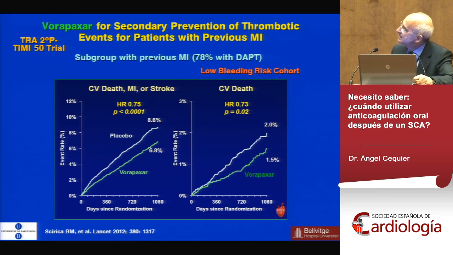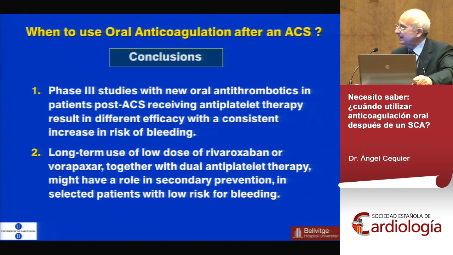Y finalmente, este es un subestudio del TRA 2P-TIMI 50, el vorapaxar, en el subgrupo de pacientes con infarto agudo de miocardio previo. El 78% de los pacientes seguían estando sometidos a tratamiento antiplaquetario. Hay una reducción significativa en el endpoint combinado y también en la mortalidad cardiovascular favorable a los pacientes randomizados a vorapaxar.